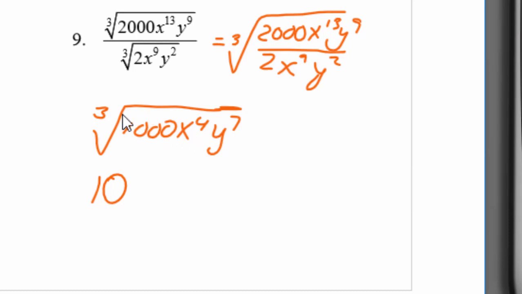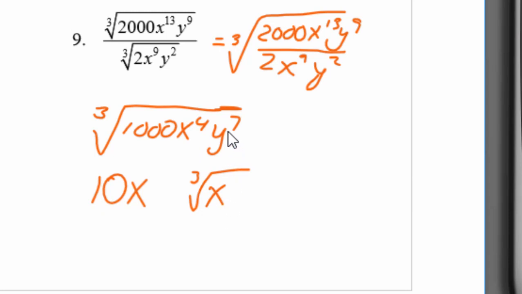Cube root of x to the 4th, how many groups of 3 x's can we make out of 4 x's? Only one group, right? One group of 3 is going to leave us a leftover x. So 3 x's came out here as this, right? This is the representative, and then the next x to make 4 is in here.